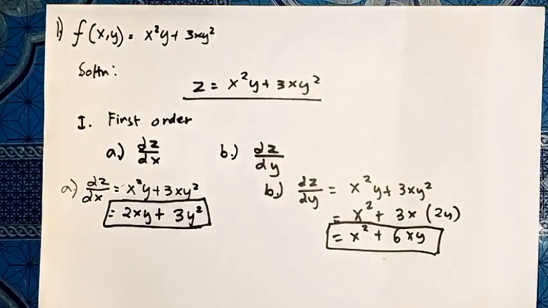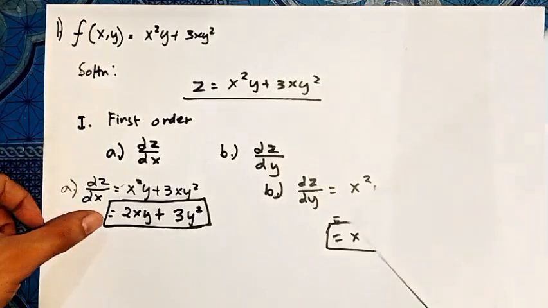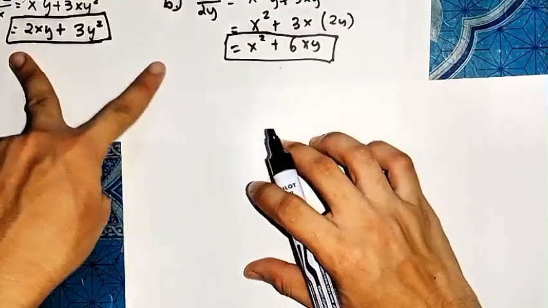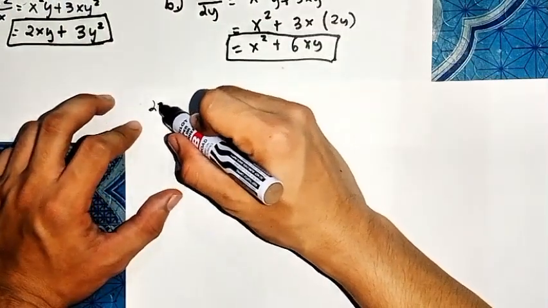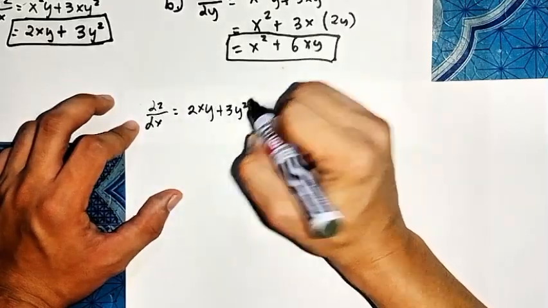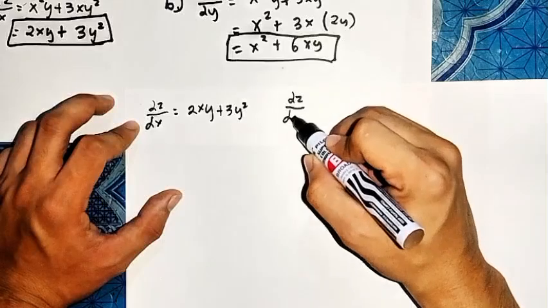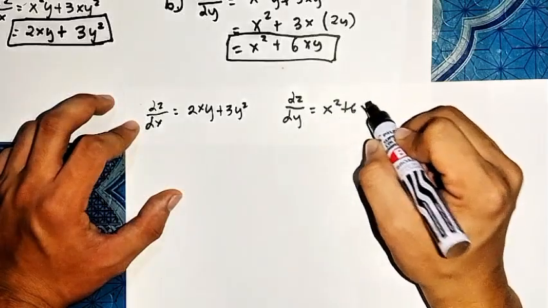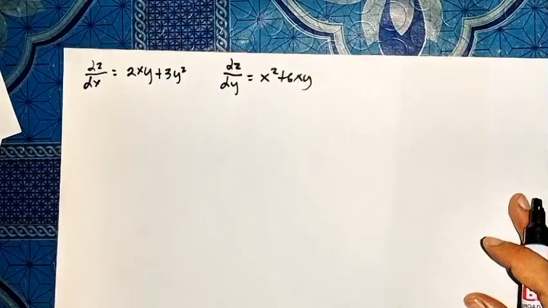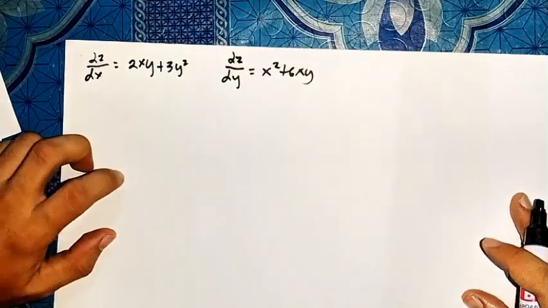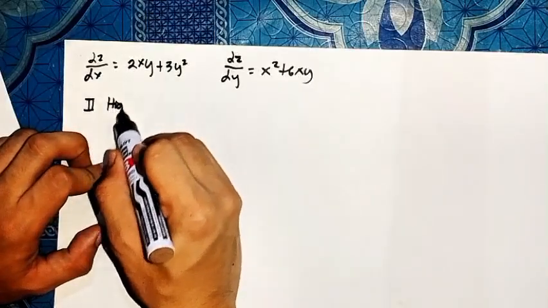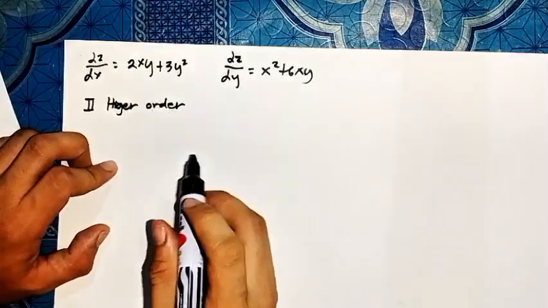Now, how about the higher order partial derivative? Let's copy first these two. So we have partial z partial x is equal to 2xy plus 3y squared, and partial z with respect to y is equal to x squared plus 6xy. Now next is finding the higher order partial derivative. In finding the higher order derivative, we have 4.